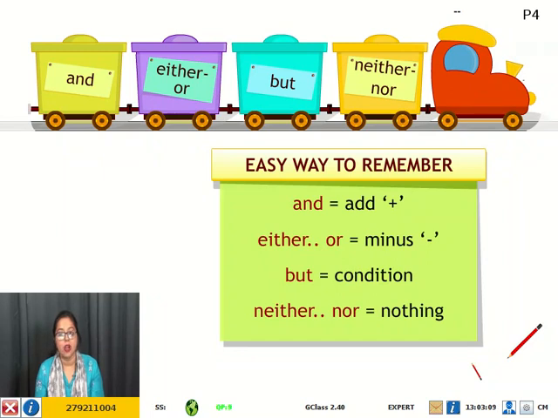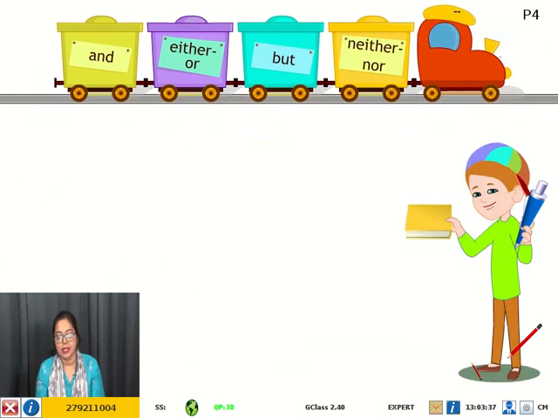Then when do we use either or? When there is a choice to choose either this or that. That means either or is used when there is a choice. Then the third one, that is but. But is used as a connector only when there is a condition in a sentence. So when there is a condition in a sentence, we use the connector but. Okay. Neither nor we use when there is nothing, when there is no choice. That means neither nor is used in a sentence when there is no choice.